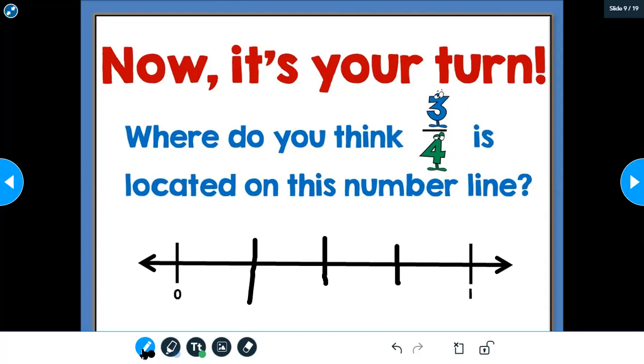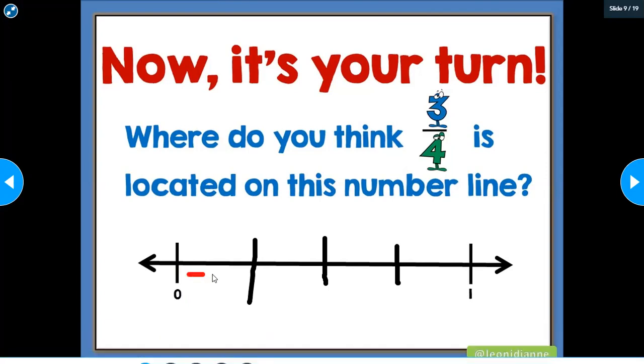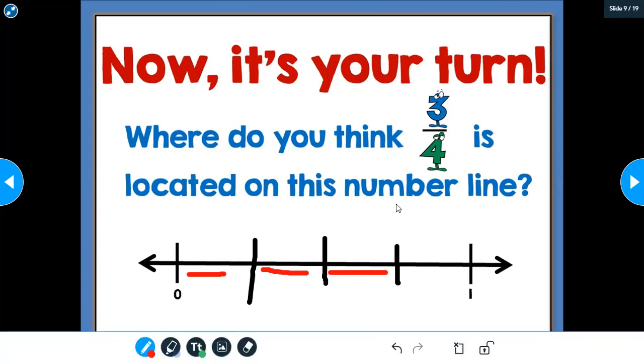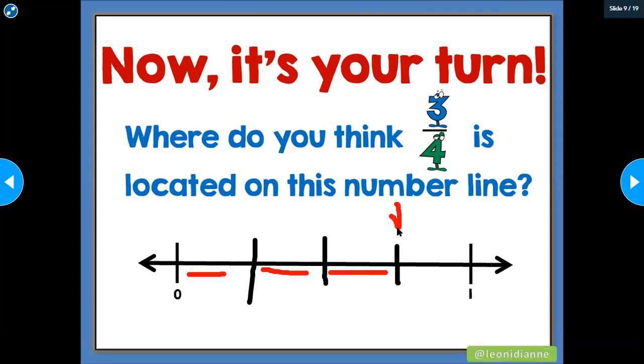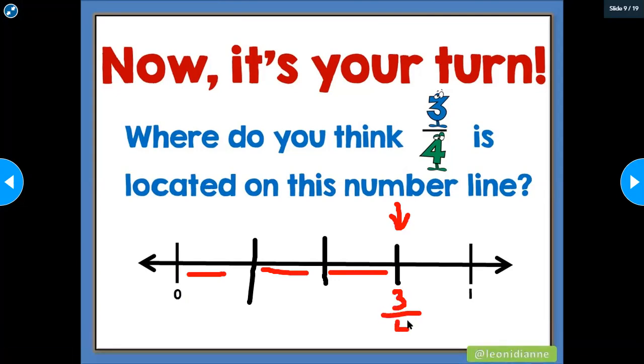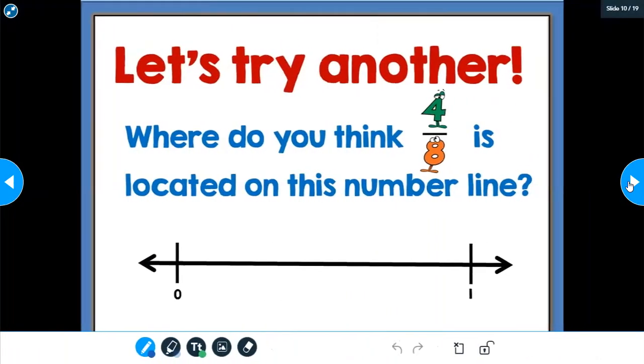So I'm going to change colors here real quick. So if I have 1 section, let me get out of there. 1 section, 2 sections, 3 sections. So my arrow should be pointing to this tick mark, 3/4. Now let's take a look.